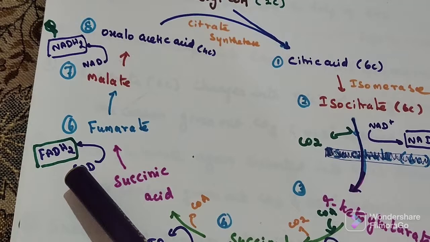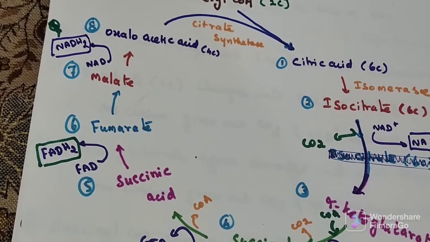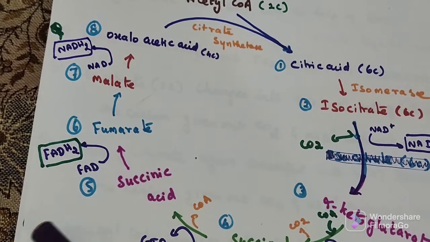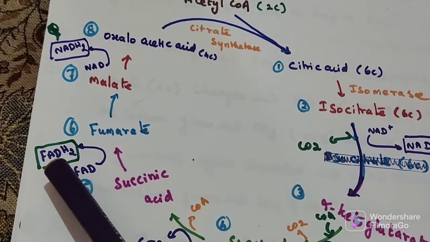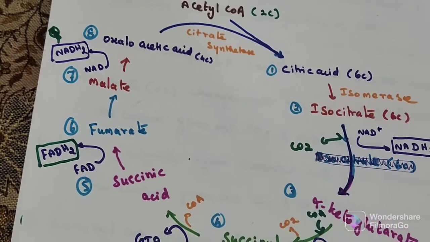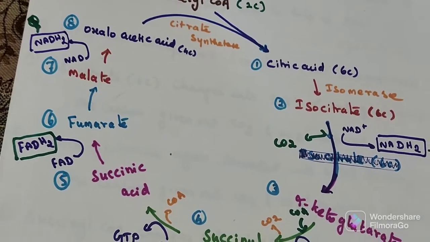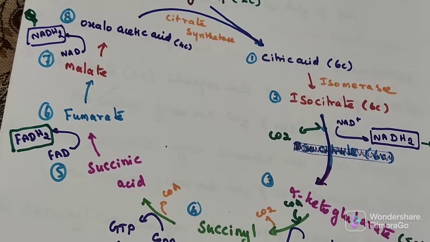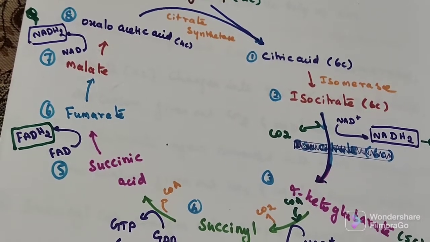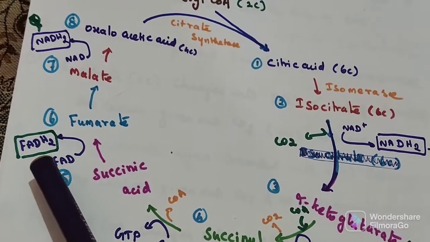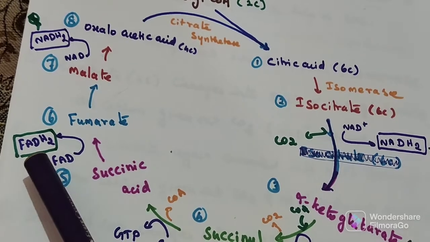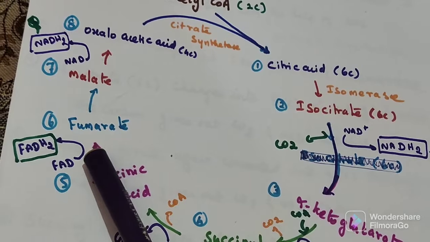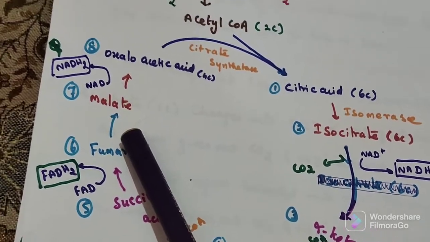Here also a reduction reaction will occur, but the substrate here is not NAD. Here FAD is converted into FADH2. What is the difference between NADH2 and FADH2? When NADH2 enters the electron transport chain, it produces 3 ATP molecules. When FADH2 enters the electron transport chain, it produces 2 ATP molecules. Okay, then the fumarate is converted into malate.